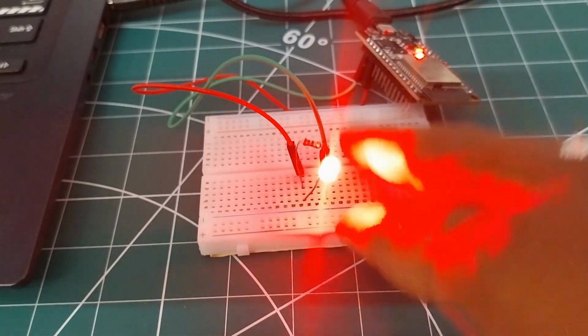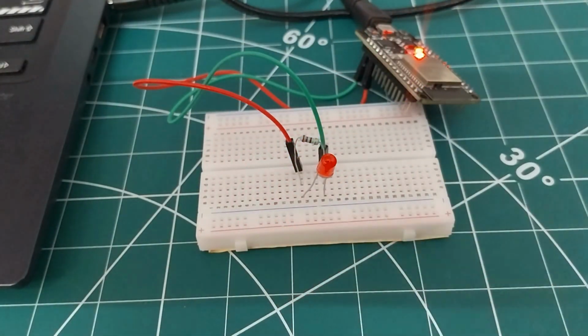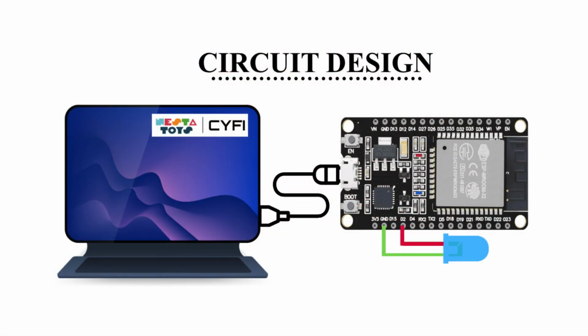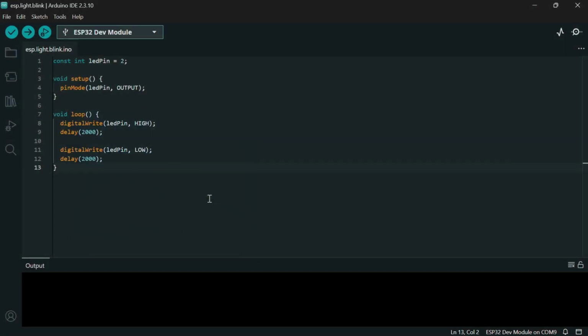So let us see the circuit diagram and the code. The project working and the connections and the circuit diagram. So let us see the code now. So this is a very simple code.